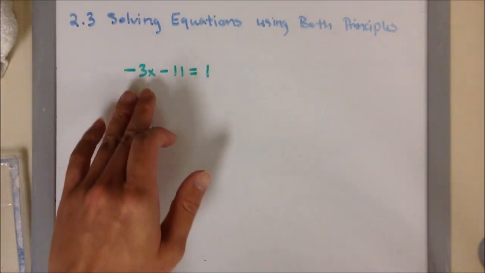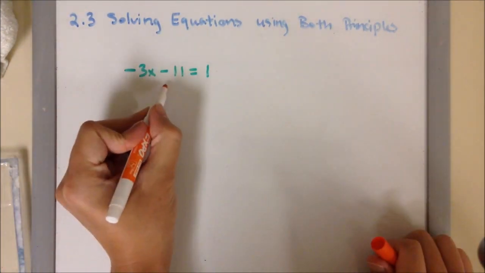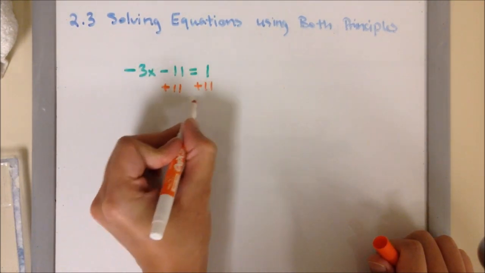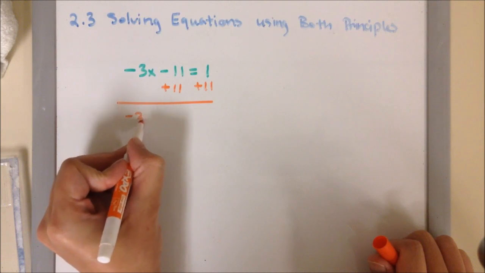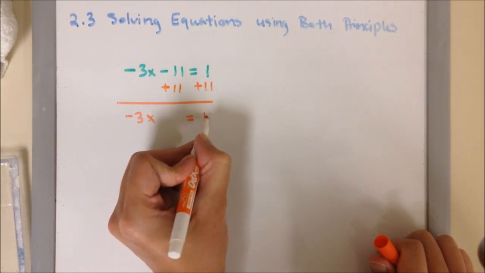Example 2, we have negative 3x minus 11 equals 1. So again, I'm going to apply the addition principle. I'm going to add 11 because I want to cancel out the minus 11. So it's going to be negative 3x equals 12.